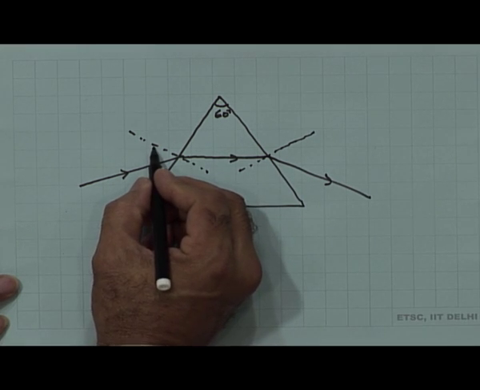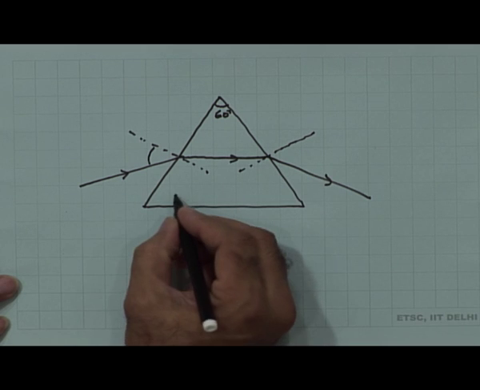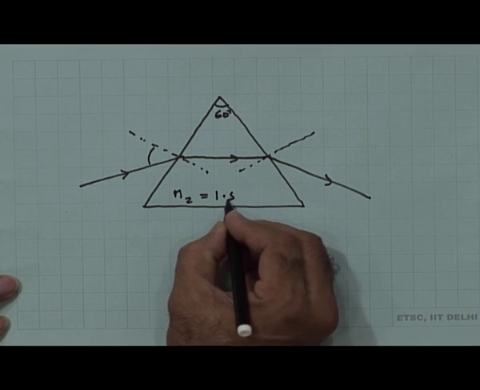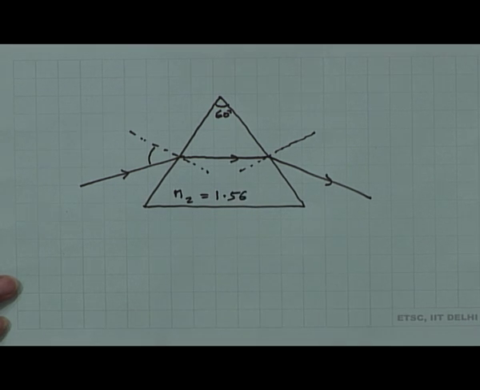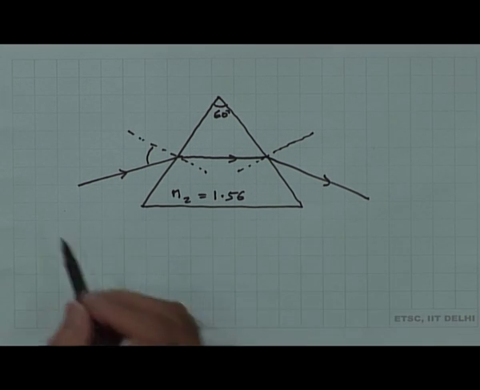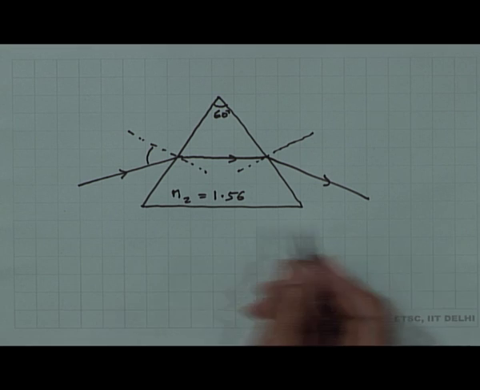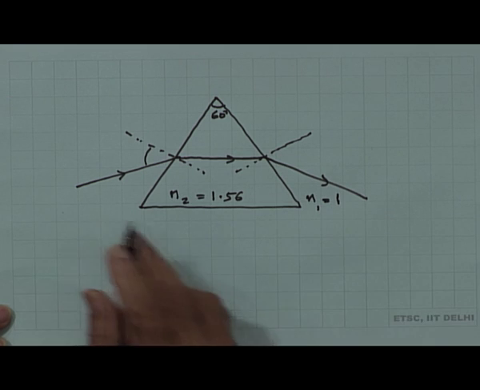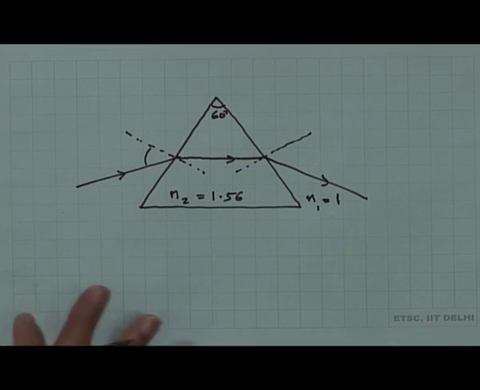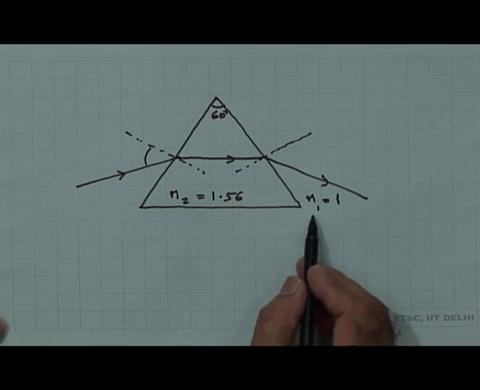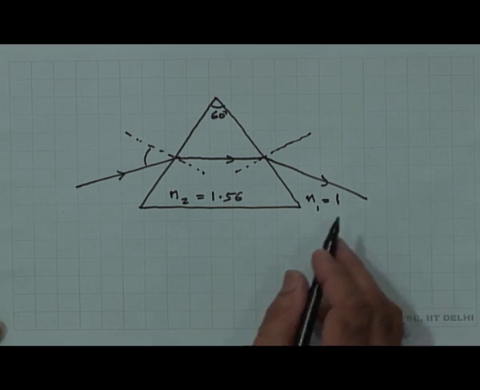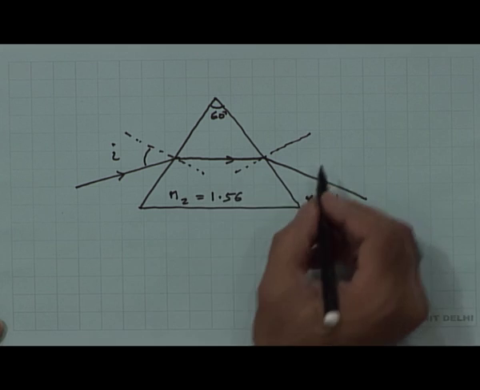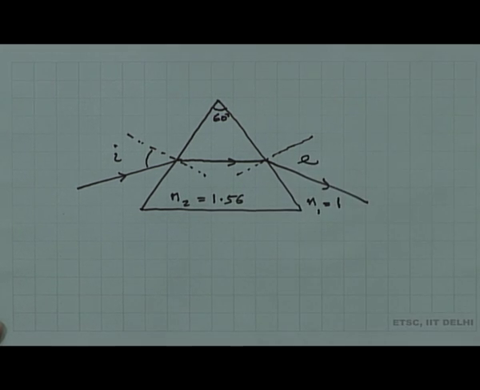So, the first part is: the refractive index is given, n2 here is 1.56. If the refractive index of the outside medium is not given, then we assume that n1 is equal to 1, that is air, because in general the prism is placed in air. So, the question is what should be I, so that I is equal to E.